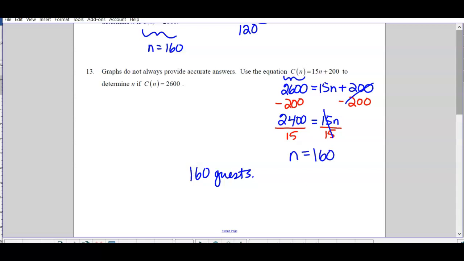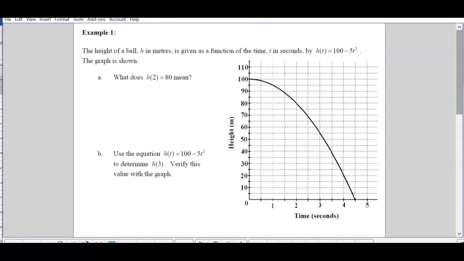Okay, next one. So example 1 here, the height of a ball h in meters is given as a function of the time t in seconds by h of t equals 100 minus 5t squared. Graph is shown. Anytime a ball is thrown into the air and you're representing height versus time or height versus horizontal distance, it's going to look like what's called a parabola, sort of half of a U shape like this, an upside down U. So what does h of 2 equals 80 mean?